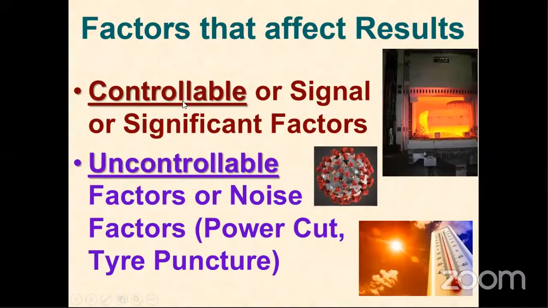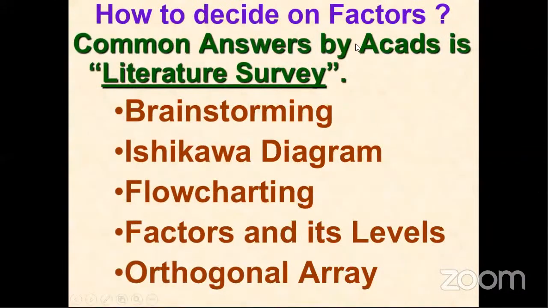So we have controllable factors and uncontrollable factors. You know what a control factor is? A factor is an input that controls the output. These are all X forms: X1, X2, X3, X4 and so on. And in every X1, you have X11, X12, X13 and so on. How to decide on factors? You have to go with brainstorming, literature survey, Ishikawa diagram, flow charting, factors and their levels, and then you go for orthogonal arrays.